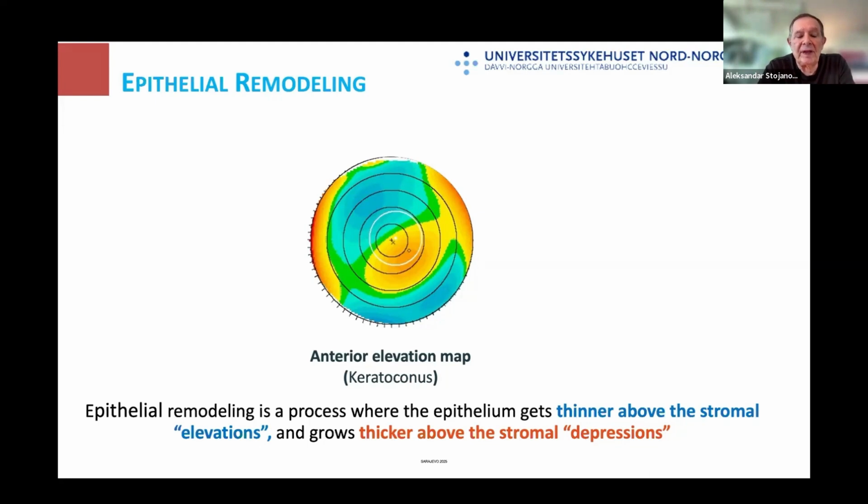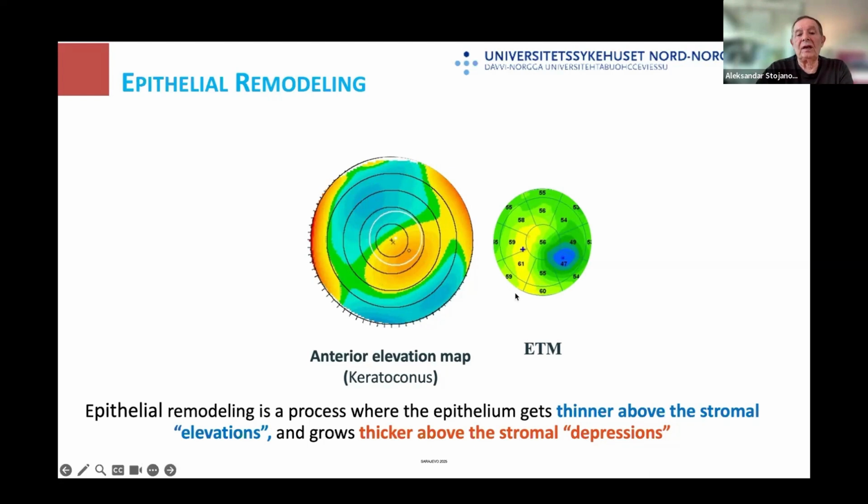The main feature is that epithelial remodeling is a process where the epithelium gets thinner above the stromal elevations and thicker above the stromal depressions. So we have this anterior elevation map of a keratoconic cornea, and when we superimpose the epithelial map of the same eye, we can see that the epithelial thickness map shows significant thinning over the cone, and some compensatory thickening around the thinning part, which is normally characterized as a donut pattern.